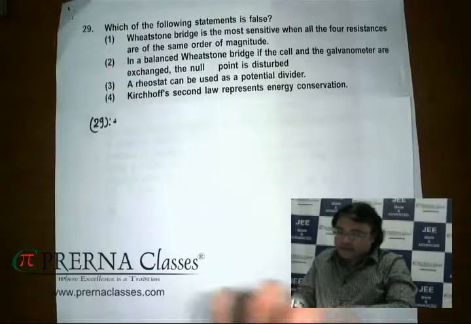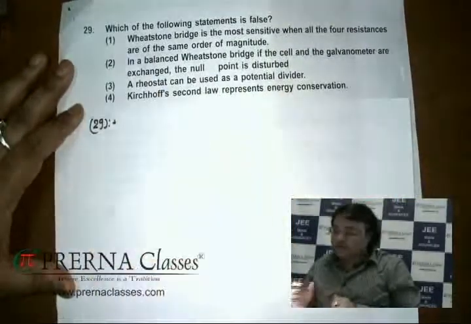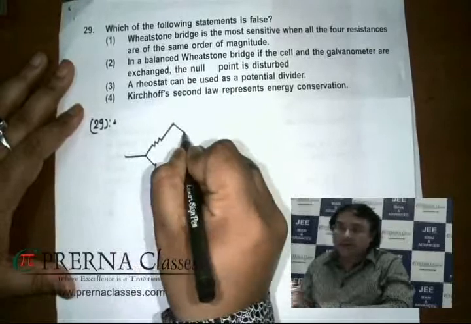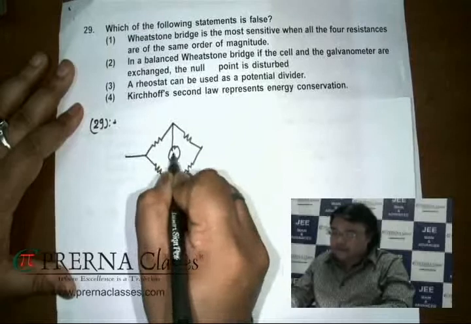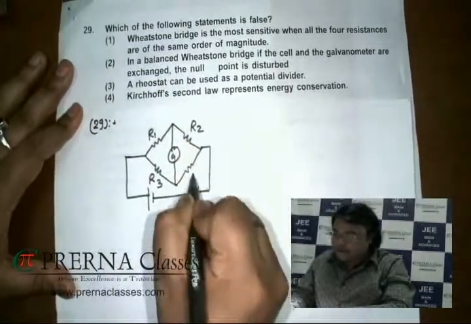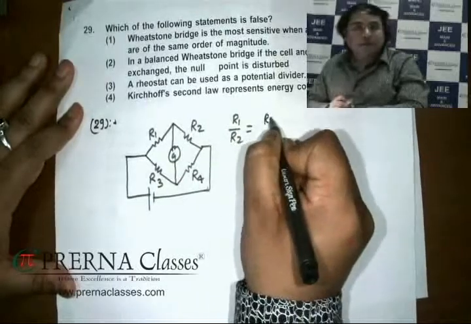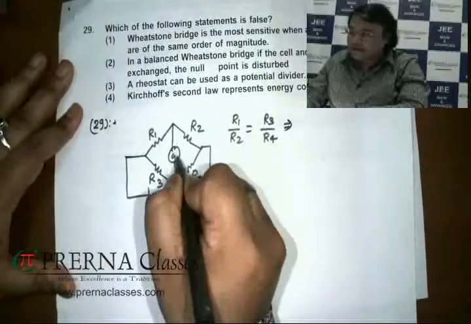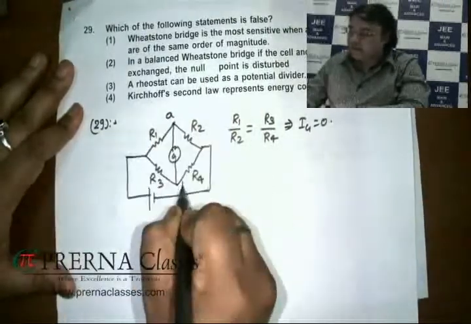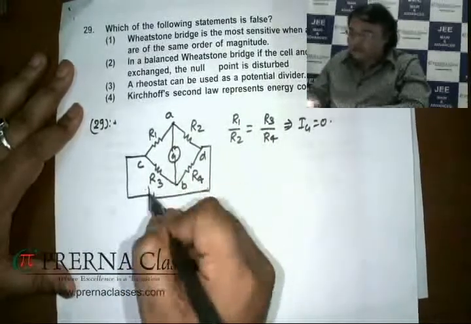Okay, next question is question number 29. Again, the question comes from current electricity. It is based on electrical instruments and the balance of a Wheatstone bridge. Basically, you have to find out the false statement. If you look at statement 2, which is based on the Wheatstone bridge balance, draw the bridge with a galvanometer and a battery at these two points, with resistances R1, R2, R3, R4. If the ratio R1 by R2 equals R3 by R4, then no current flows through the galvanometer, IG will be 0, that is the balanced bridge. If we name the points A, B, C, D, initially it is balanced.